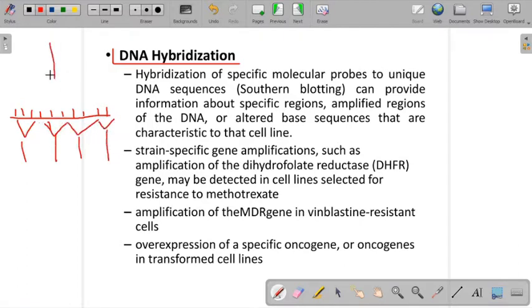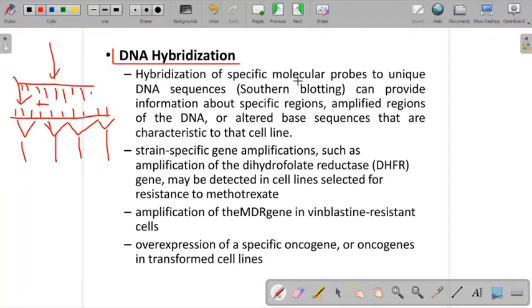We put our denatured DNA on, and we see whether that DNA is matching with our probe or not. These are DNA probes. With respect to that, we understand whether our sample is like the probe or not. That is called hybridization, and only the complementary sequence attaches to our DNA probe.